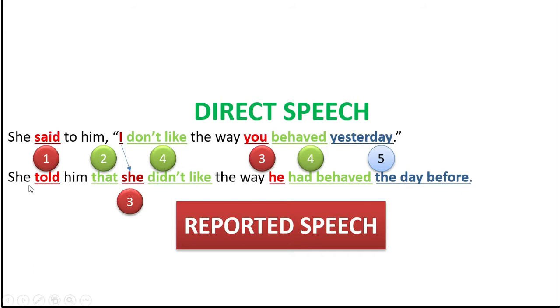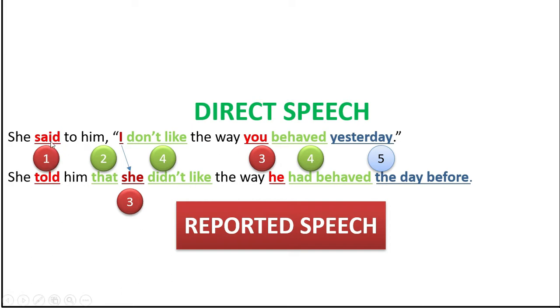Now here, in direct speech, you have two parts, reporting sentence and then the actual speech. Now this is the reported speech or indirect speech. Now when we change direct speech into indirect speech, we make some changes. Now here is the first change.